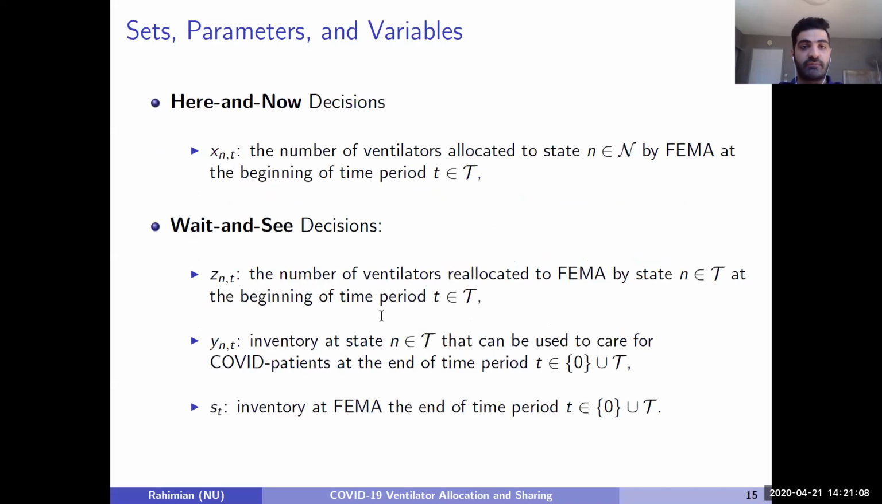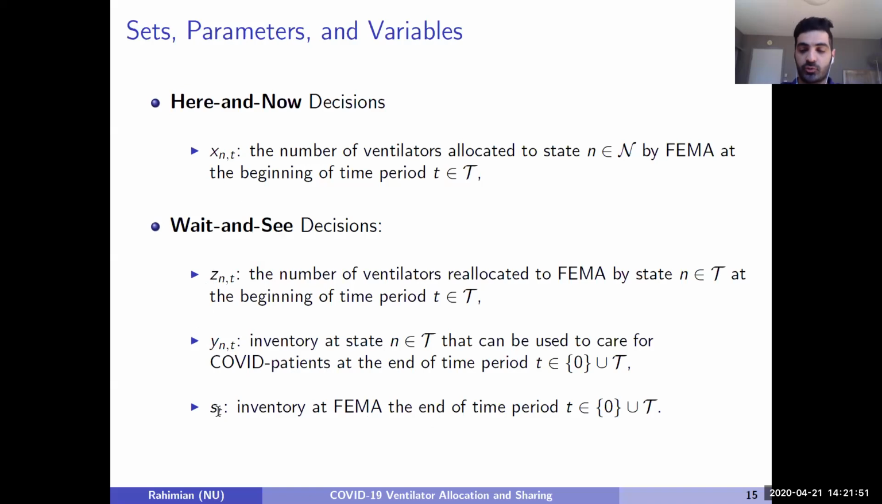So I haven't introduced yet the decision variables. And as I said, we are considering a two-stage stochastic program. Here and now, we take the first stage decisions, which is on how many ventilators FEMA should allocate to different states, that's captured with this decision variable X. As the stochastic demand is realized, the state has to decide how much of their inventory should be allocated to FEMA in order to be shared with other states, that's captured through the Z variable. And also we have to update the inventory at the state level, Y variable, and also the inventory at the FEMA level, this S variable.